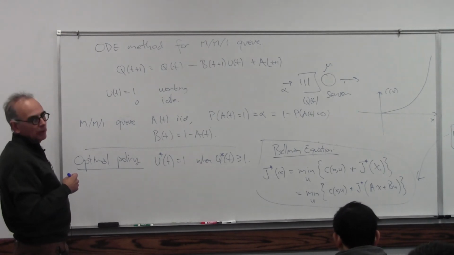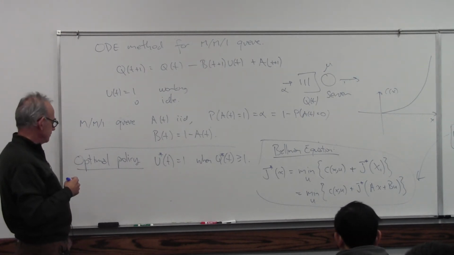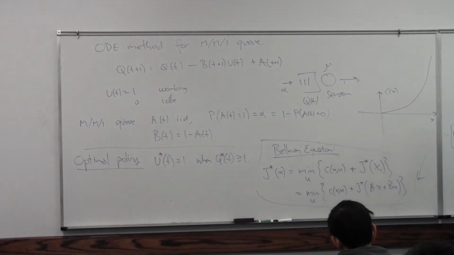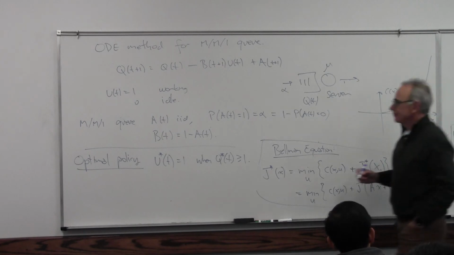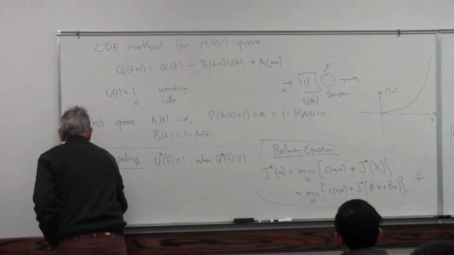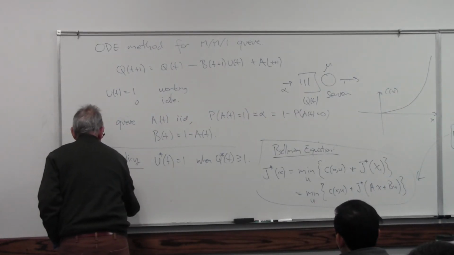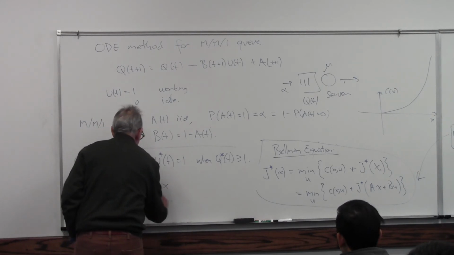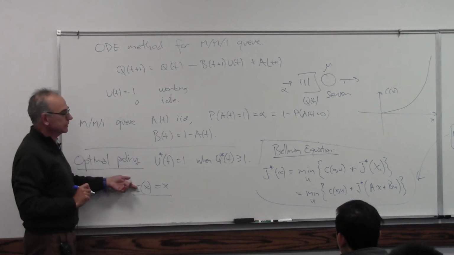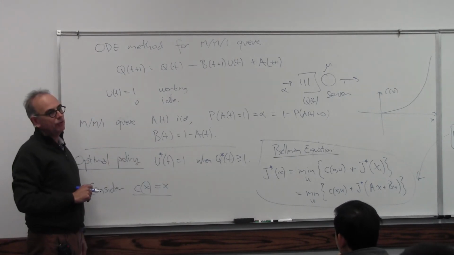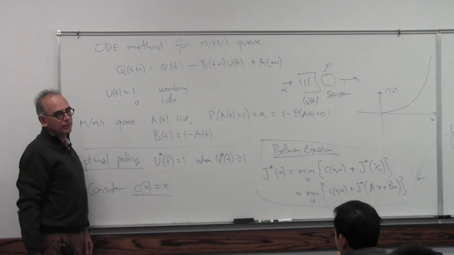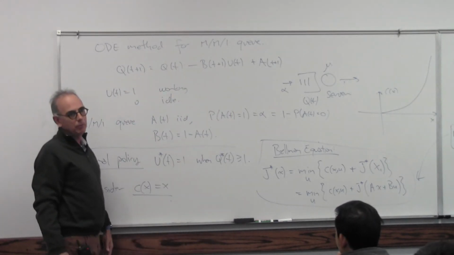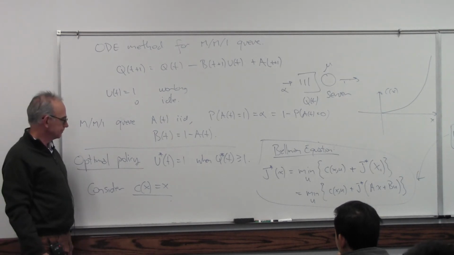Okay, let's go and derive the equations. Let's look at a specific example. The typical thing in operations research is to take C of x equals x. The reason for that is it's related to waiting times. If you minimize the mean Q length, you end up minimizing the mean waiting time as well.